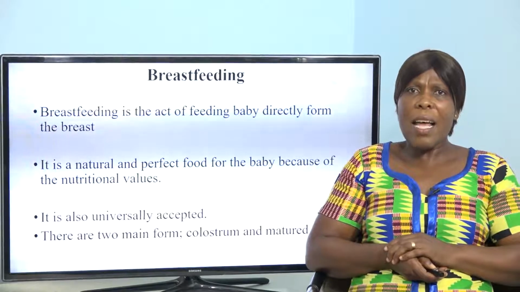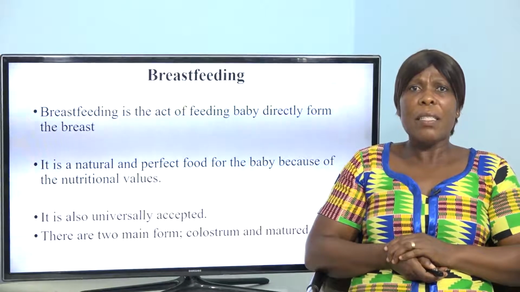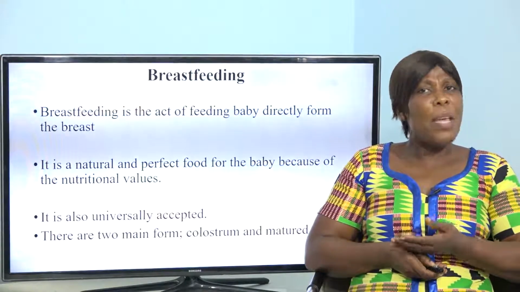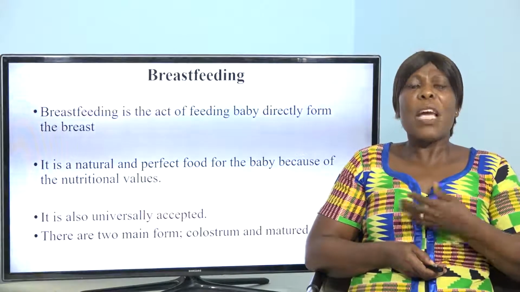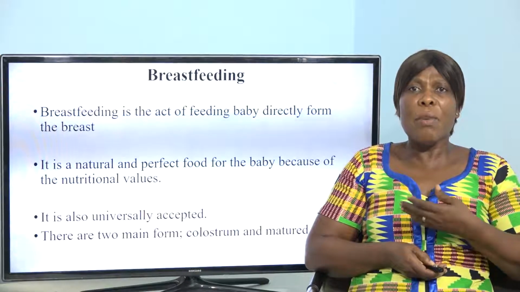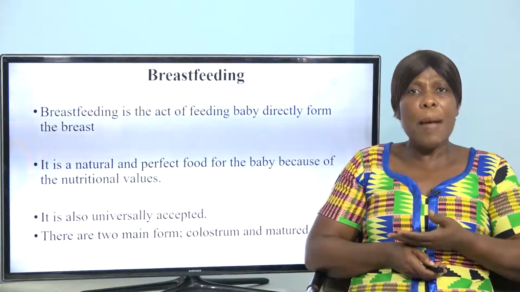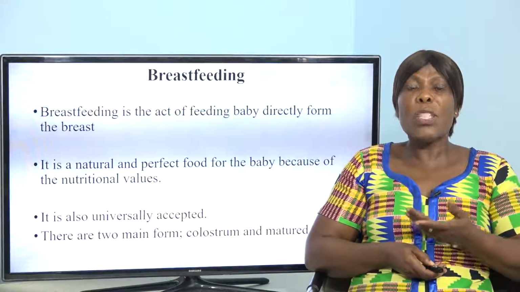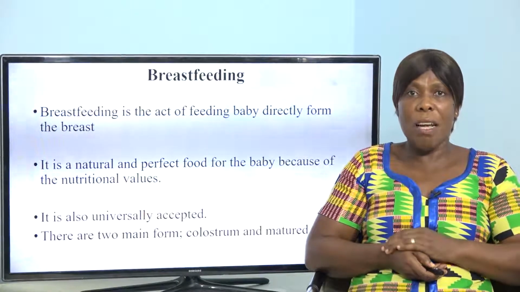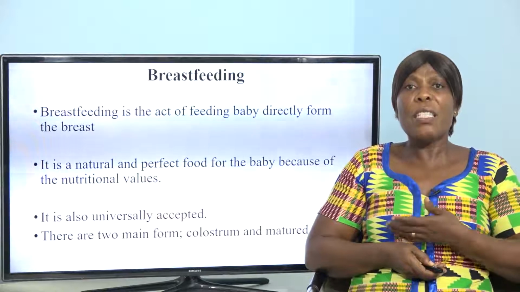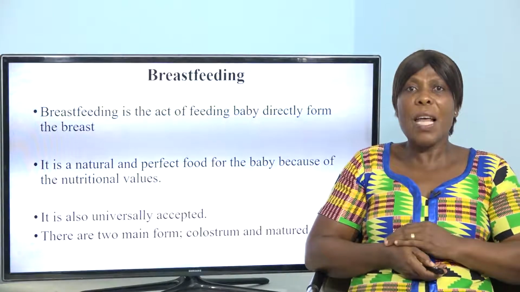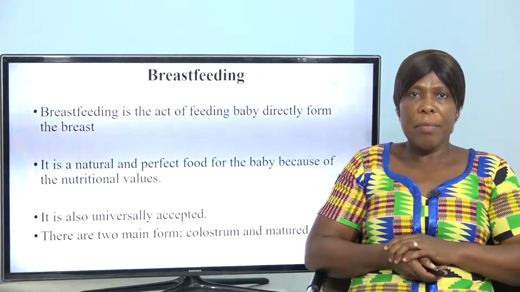Breastfeeding is the art of feeding the baby directly from the breast. So we can feed the baby in different forms. We can express the breast milk and then feed the baby with a cup and spoon. Some people use a feeding bottle, which we are advising against now. So feeding the baby directly from the breast is what we term as breastfeeding.